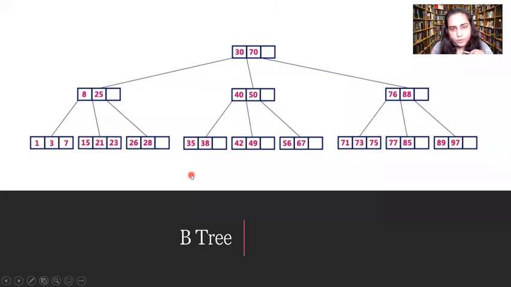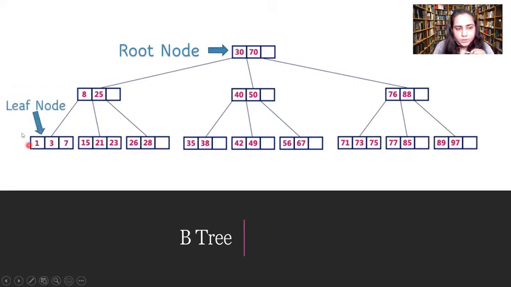So this is what a B tree looks like. And the value right on top, this value is called the root node. And this value is called a leaf node, and every node that has something below it is called a parent node. So you can say that 30, 70, they are parents of 8, and 25, they are parents of 40 and 50, they are parents of 76 and 88. And you can say that 40 and 50, they are parents of all these 3 nodes right here. So that is what a parent node is.